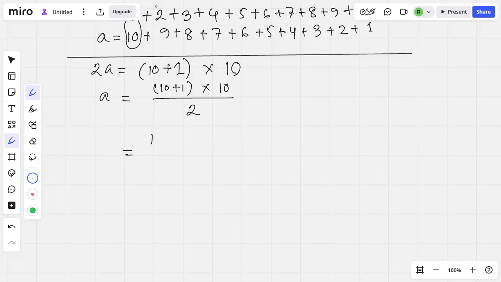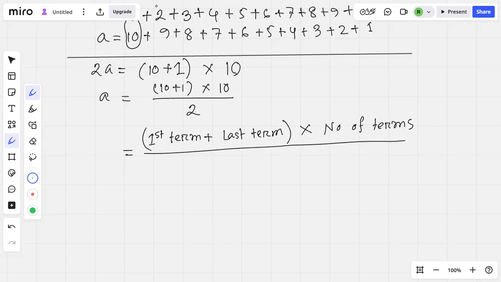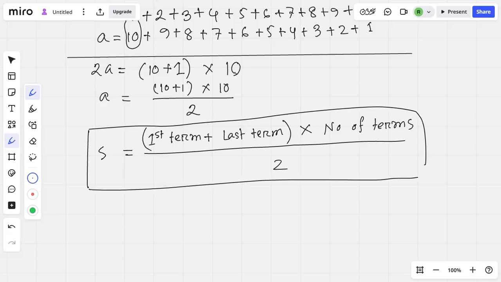And after that, we are multiplying it by 10 in the previous case, which was the number of terms for the previous series. That is why we multiply with number of terms, divided by 2. So this is the formula to find the sum of consecutive natural numbers. What is the formula? First term plus last term multiplied by number of terms divided by 2.